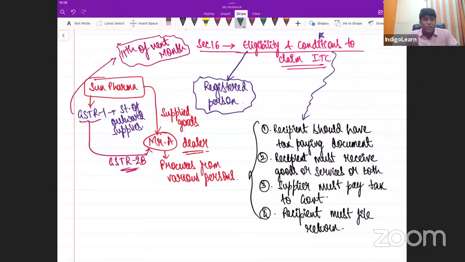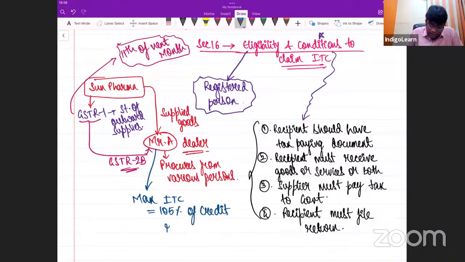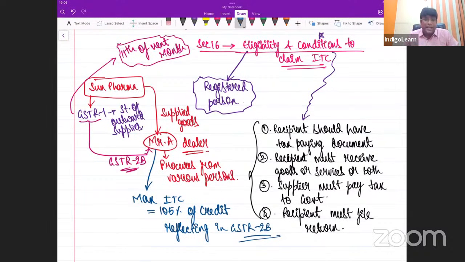But not in GSTR 2B. That's very important. And what they told in the law is very clear about how much credit A can claim. The maximum ITC he can claim is 105%. In fact, this was once upon a time 110%, but amended to 105%. 105% of credit reflecting in GSTR 2B, that is what he can claim. How much percent can he claim?